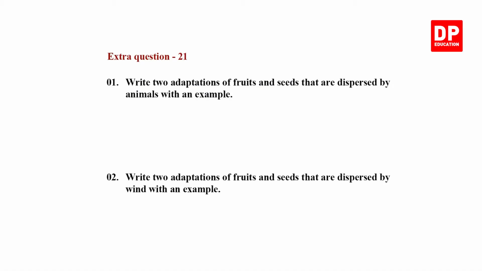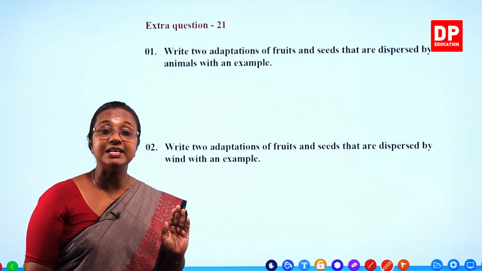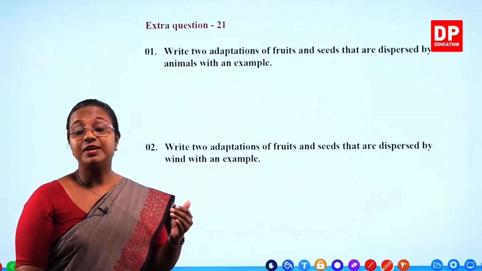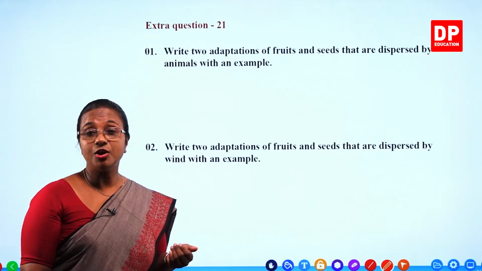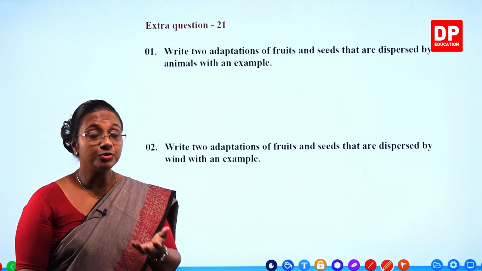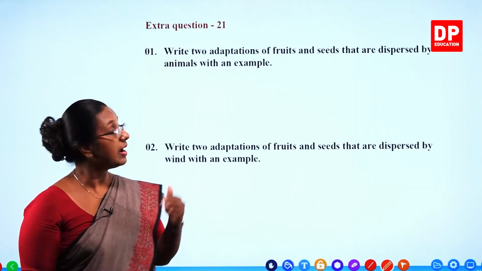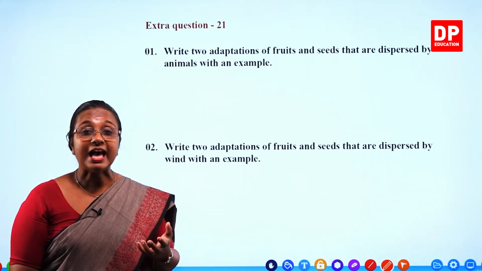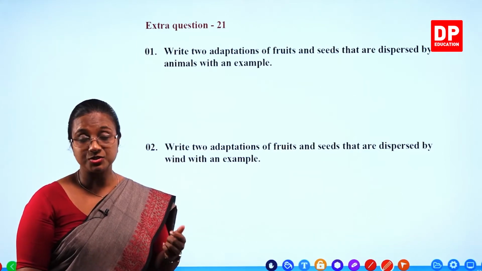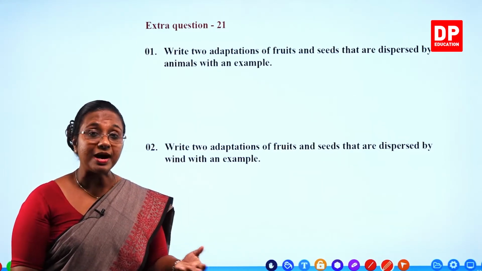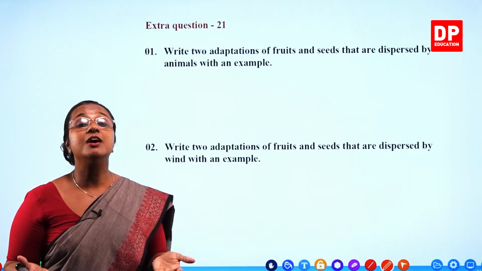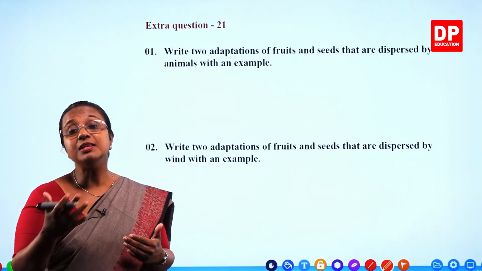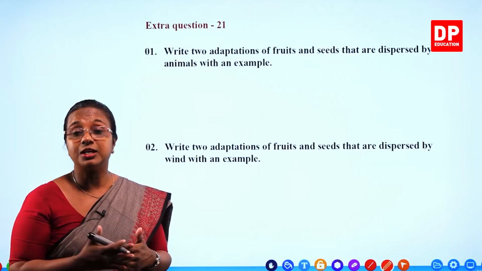Extra question 21. Write 2 adaptations of fruits and seeds that are dispersed by animals with an example. So there are different adaptations. I just mentioned that to you all. Plants or fruits and seeds that are dispersed by animals. What are the adaptations? They have fleshy succulent parts. You can remember mango, papaya, that is why we consume them as fruits. So they have edible succulent parts, fleshy succulent parts.